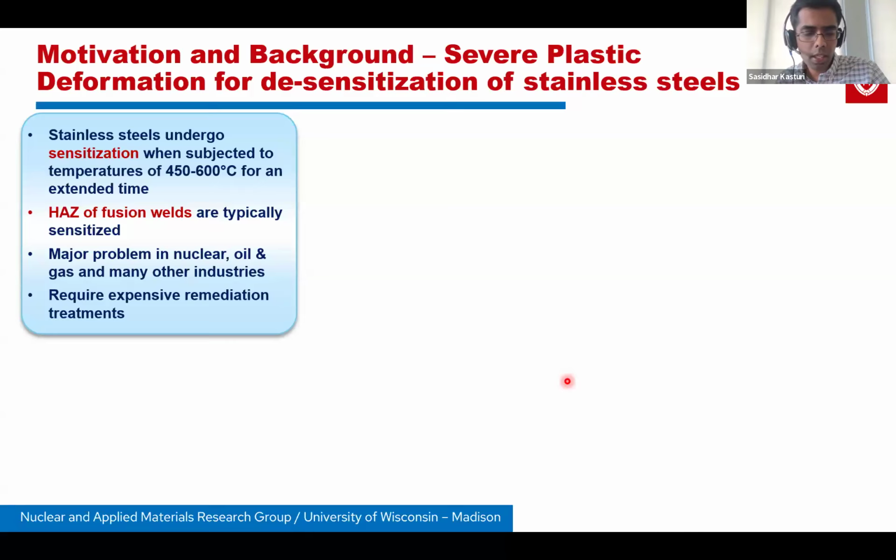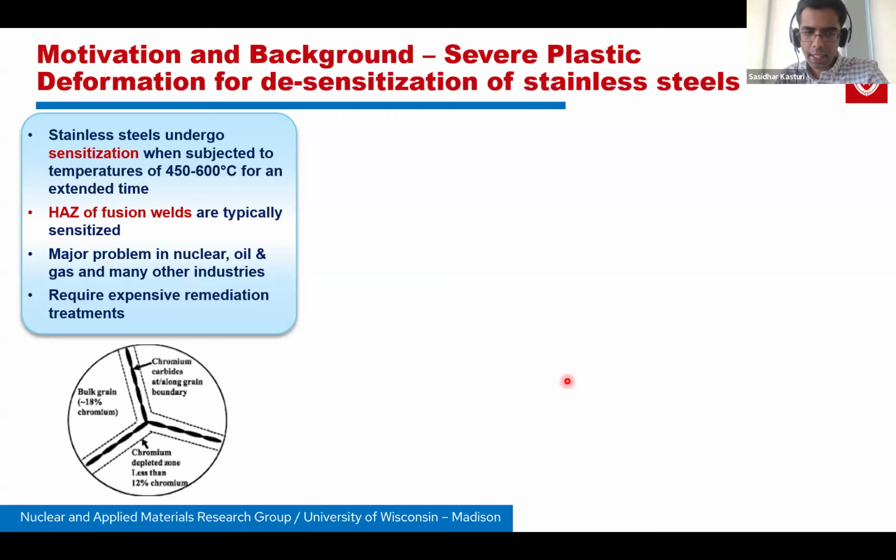This heat treatment can occur in a number of different practical situations during fabrication and manufacturing. Typically, welding is a very common example. The heat affected zone, or the HAZ, of fusion welds is typically sensitized. It's a major problem in a number of different industries, including nuclear, oil and gas, chemical processing, transportation, and so on. Traditionally, healing or remediating sensitized stainless steels requires expensive long-term heat treatments because you need to reverse the phase transformations. And what exactly is this sensitization?